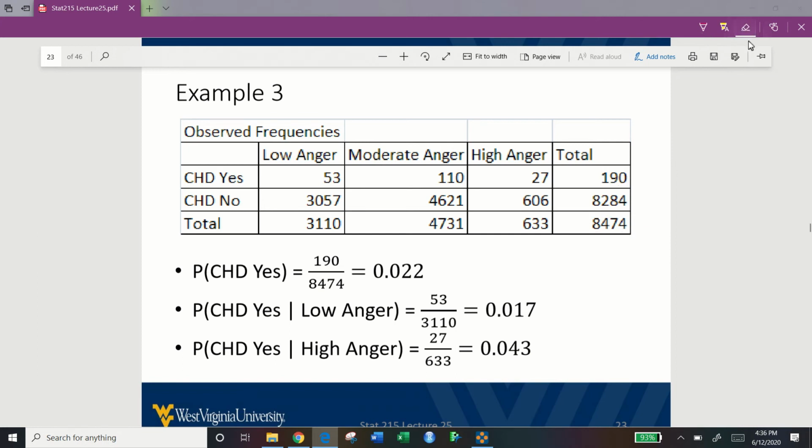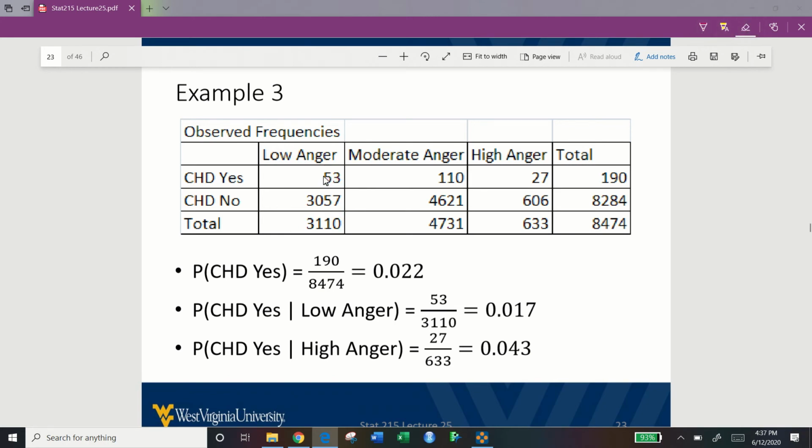Also, if you recall, we can use these frequency tables to tell us about conditional probabilities, such as what is the probability that they have heart disease given that the patient has low anger. So using our low anger total, it would be the number of patients who are both low anger and have heart disease over the low anger total. So this would be 53 over 3,110. This probability would be 0.017.